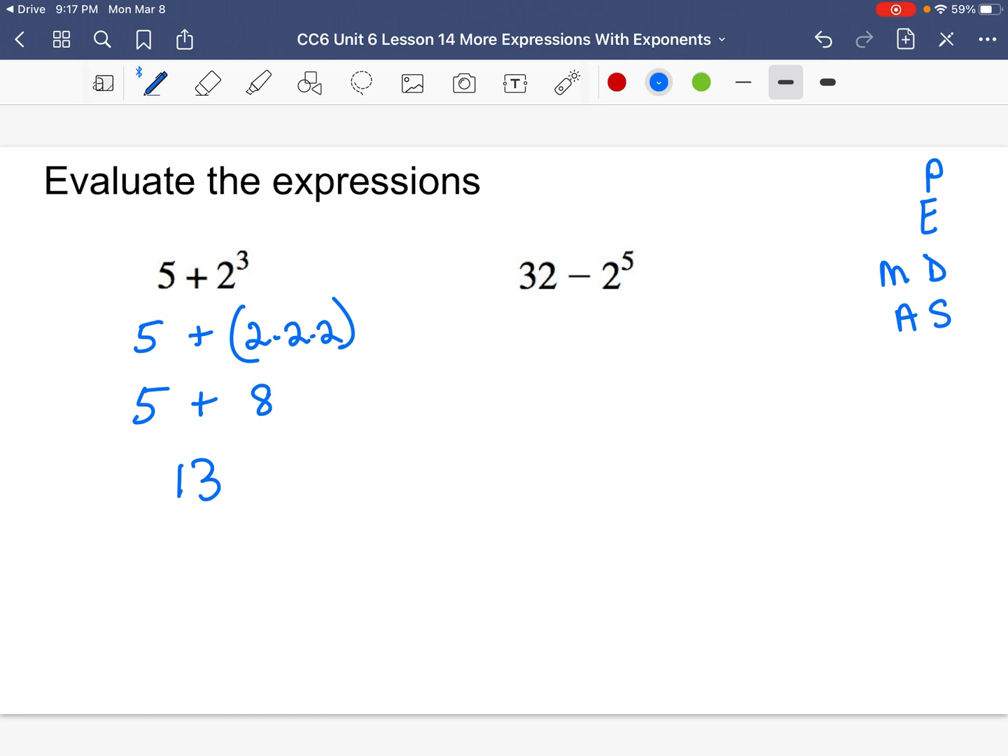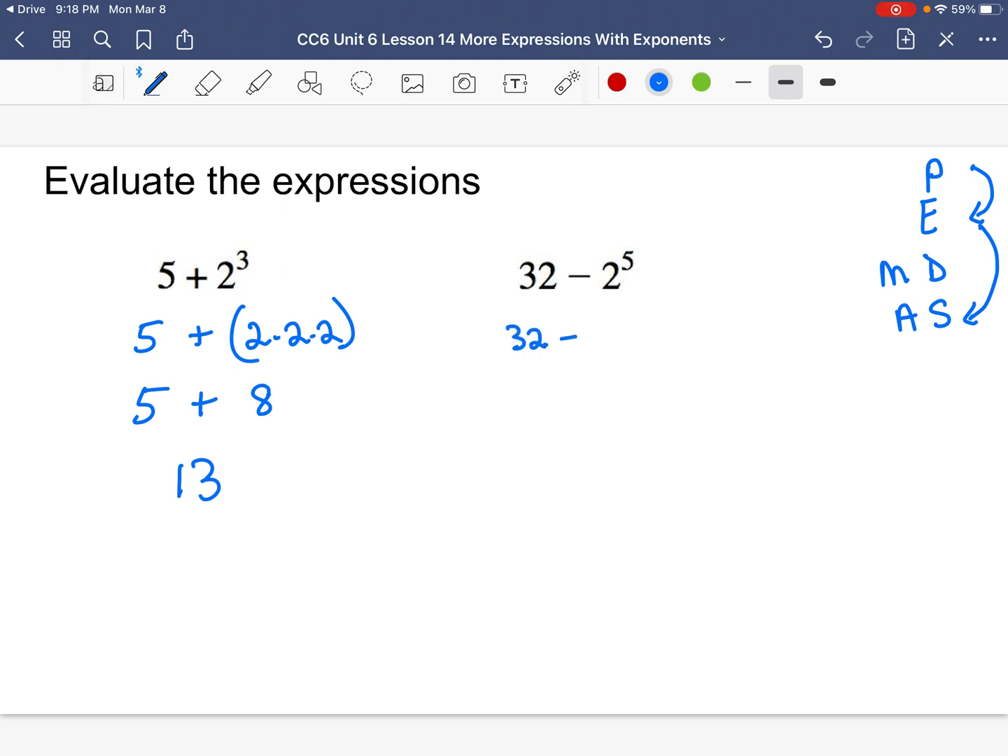The other example, 32 minus 2 to the power of 5. So do we work on the exponent first, 2 to the power of 5, or should we subtract 2 from 32 first? So let's look at the order of operations. Parentheses first. We don't have a parenthesis. The next thing is exponents. And there's an exponent which comes long before the subtraction, which is way down here at the end. So the exponent needs to be dealt with first.